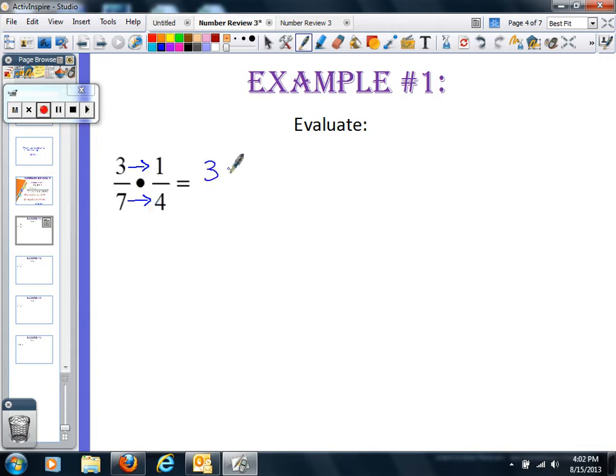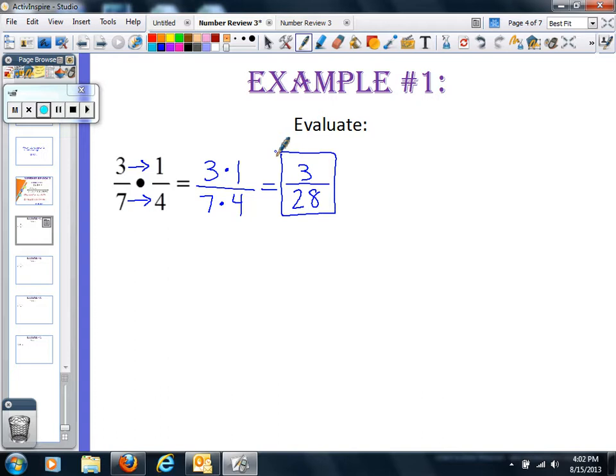So this would be the same thing as 3 times 1 over 7 times 4. Now let's do our multiplication. 3 times 1 is 3. 7 times 4 is 28. Let's check and see if this is in simplified form. 3 does not go into 28 because 3 times 9 is 27. 3 times 10 is 30. So this would be our simplified form and the answer, which is 3 over 28.